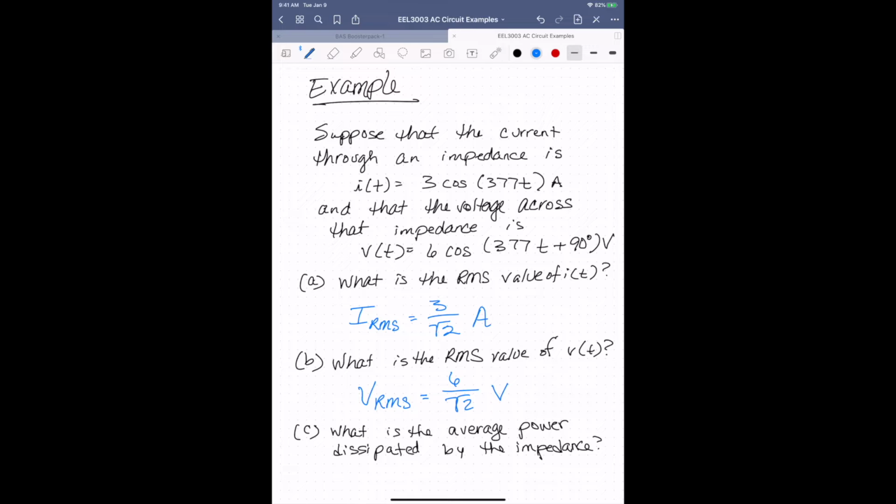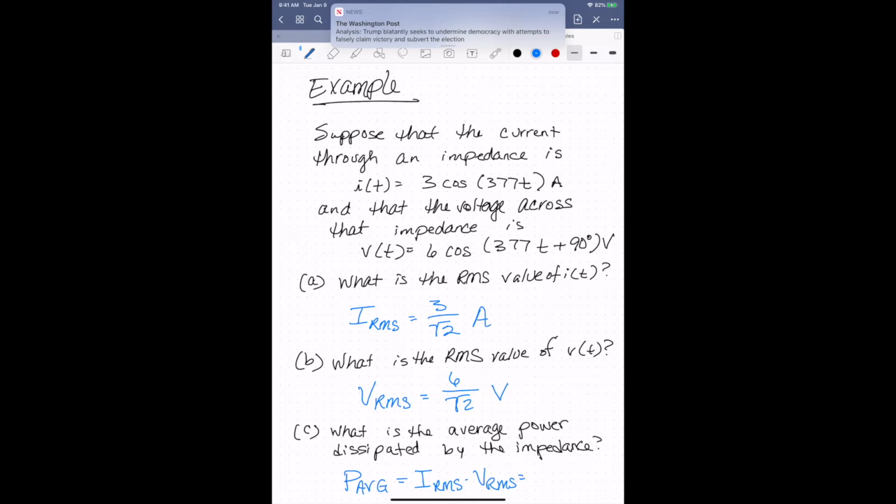And then what makes this particularly useful is we can calculate the average power, not the instantaneous power, but the average power dissipated by that impedance. Using the equation P is equal to IV, we have the RMS current times the RMS voltage, which will give us 3 over the square root of 2 times 6 over the square root of 2, which is 18 over 2, which is 9, and the unit is watts.